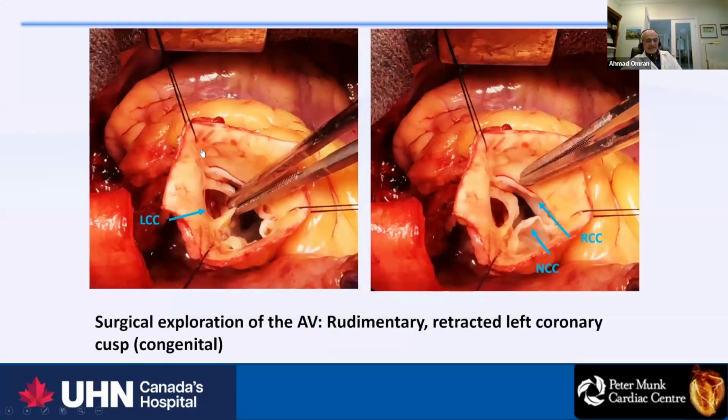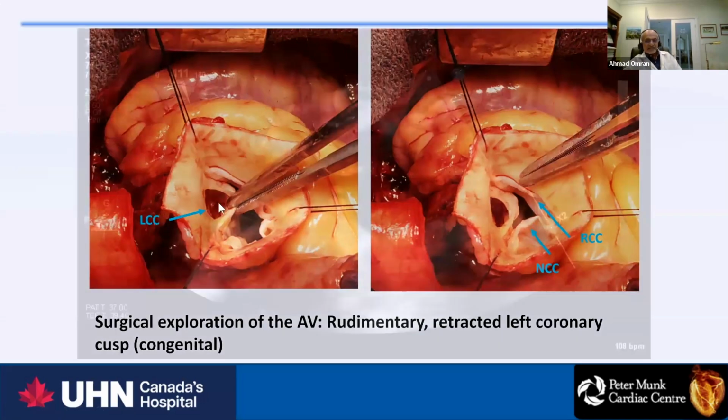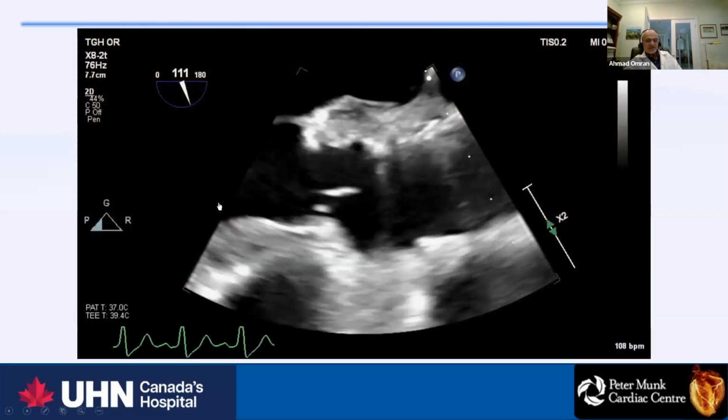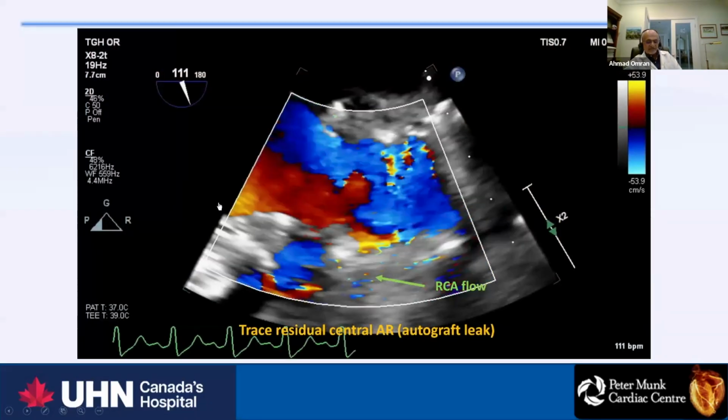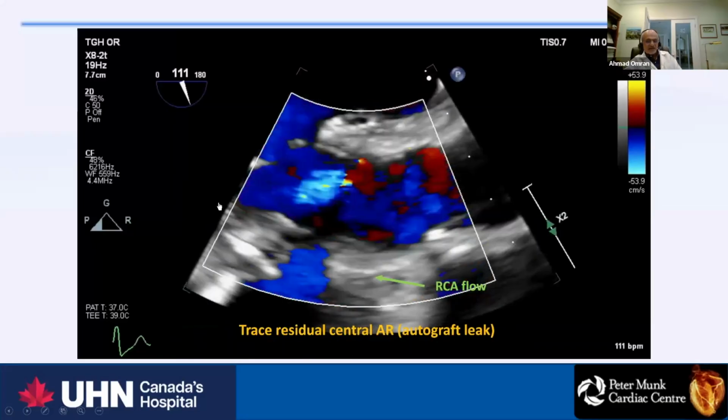That case, as I said, had a very small left coronary cusp. So we decided that this valve is not repairable and did a Ross operation. And you see a very good result, just a trace AI.